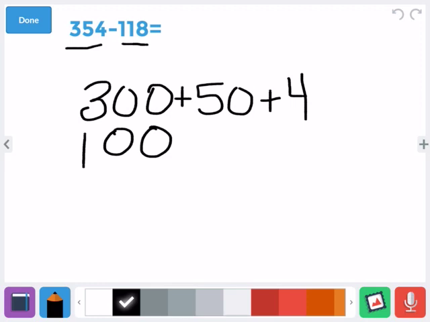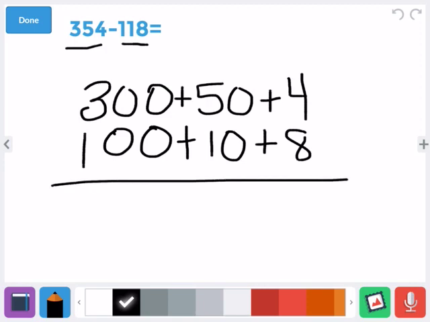118 is the same as 100 plus 10 plus 8 ones. Notice how my hundreds are stacked, my tens are stacked, and the ones are stacked. That's very important. Next, we can look at the equation and see that we are subtracting. So we're going to put our giant subtraction sign over here to the side. Now we're ready to subtract.